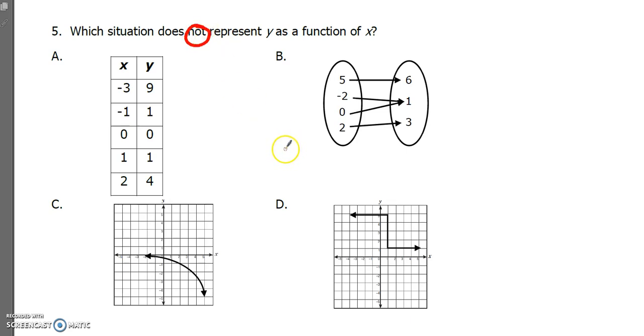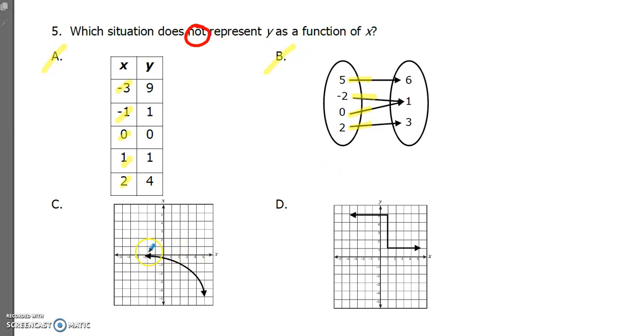Number 5 says which situation does not represent y as a function of x? And so it's just asking which one is not a function. So remember, our x values cannot repeat to be a function. So if I look here, I have -3, -1, 0, 1, and 2. None of those are repeating, so A is not it, because I'm trying to find the one that's not a function. B, I only have one arrow coming off of each number. So again, I'm not repeating numbers, so that's not my answer.